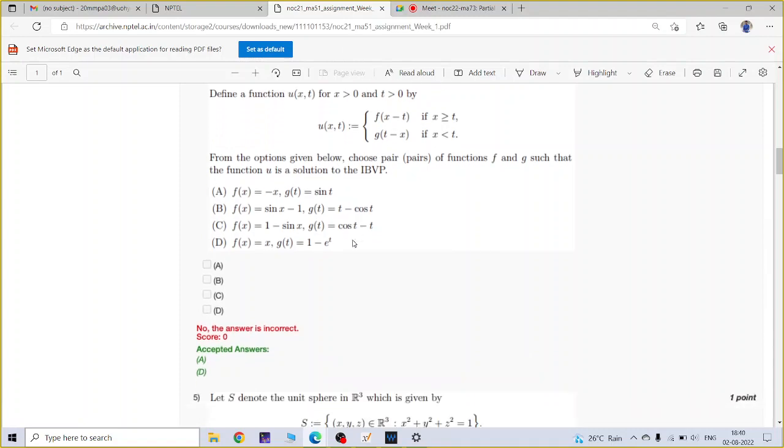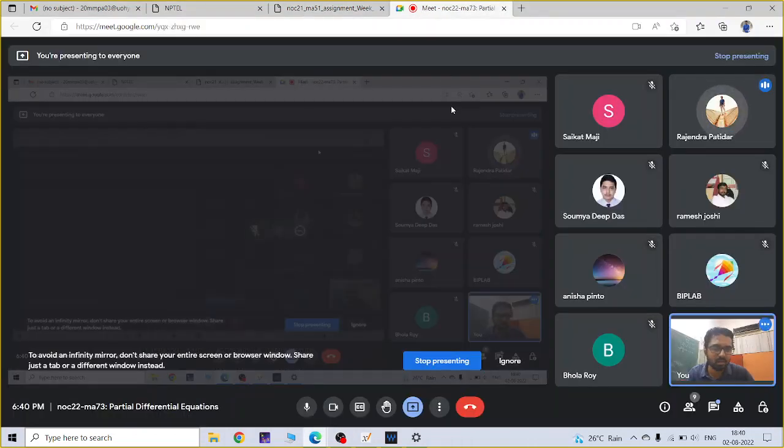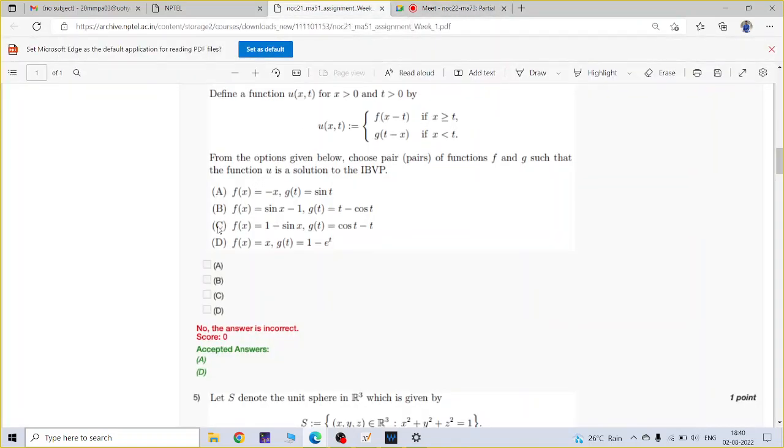So tell me, Ramesh, f dash 0 is what for option A? Hello Ramesh, can you hear me? Zero, sir. Now why 0? F dash 0 I am saying. What is f dash x? F dash x is minus 1, no? Rajendra? Yes, sir. F dash x is minus 1. So I just put x equal to 0. So f dash 0 is minus 1.